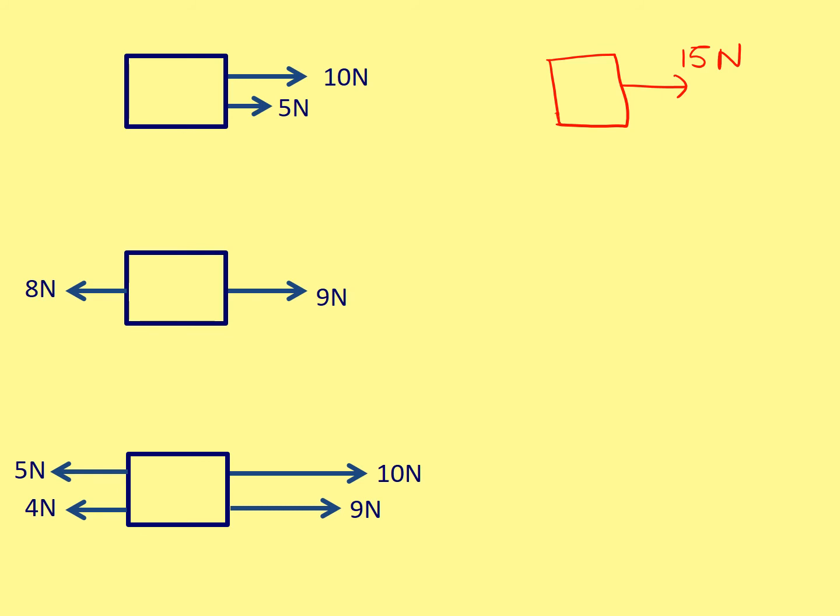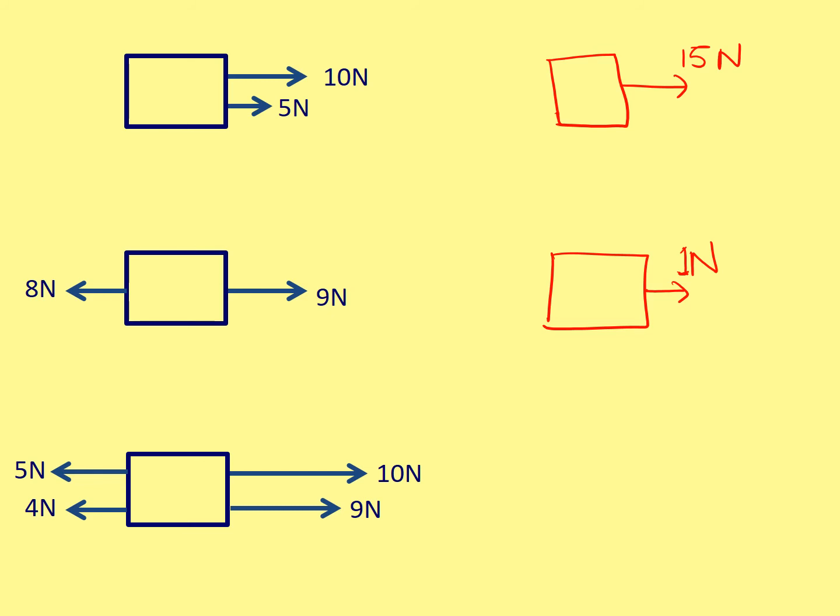This one down here, the next one, 9 newtons this way, 8 newtons this way. Well, 9 take away 8 is 1, so there will be 1 newton of force in this direction. That's the resultant force. And this tells me that both of these objects will be accelerating, and that's because there's a resultant force on them.